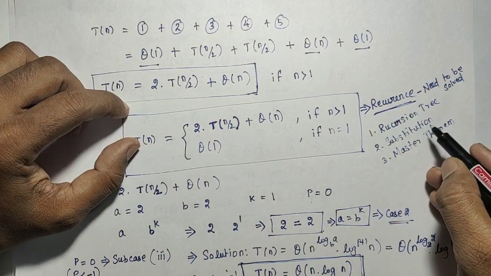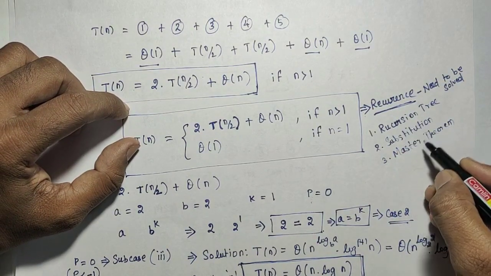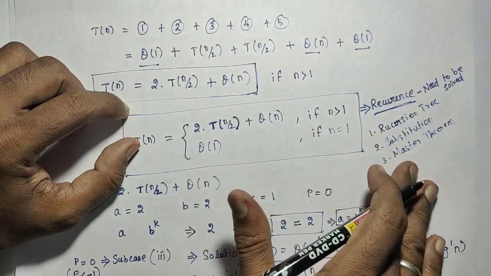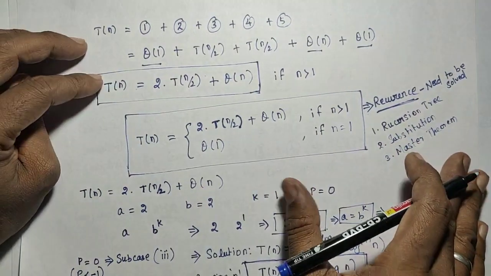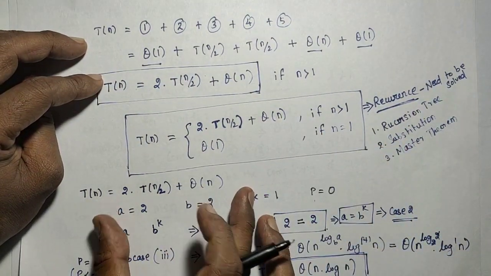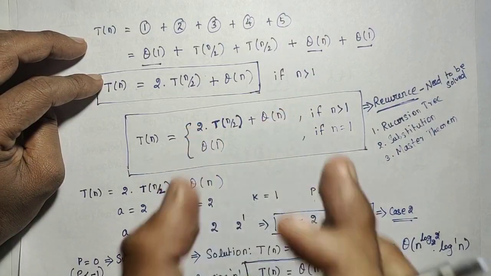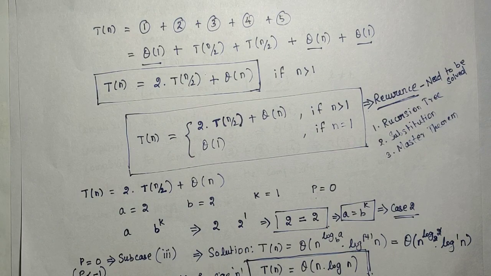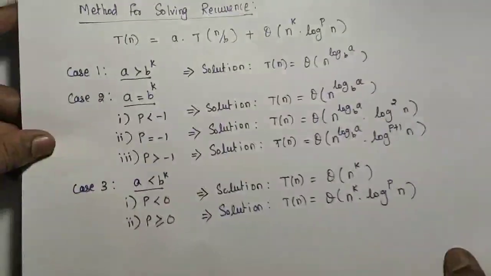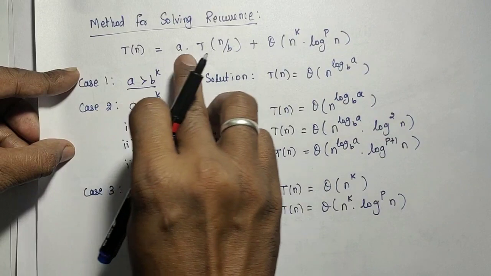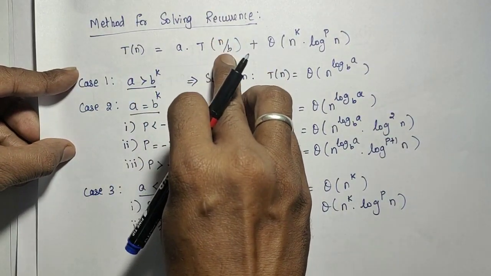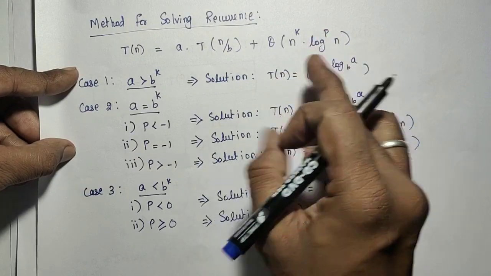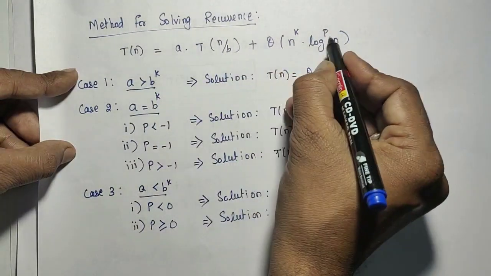For solving the recurrence, we can use any of these methods: recursion tree, substitution, and master theorem. Since it is not covered in the syllabus, we are not going to discuss these things. Instead, I am going to use a shortcut method to find the complexity depending on the recurrence. Just write this recurrence, and this is that method for solving the recurrence. If your recurrence is in the format of a into T of n by b plus theta of n power k and log n power p, I need to find those a, b, k, p values.